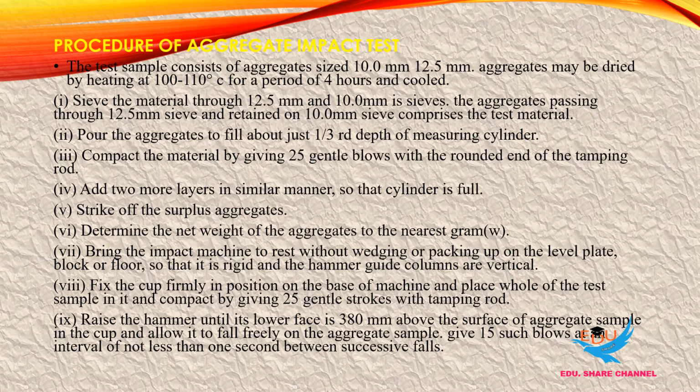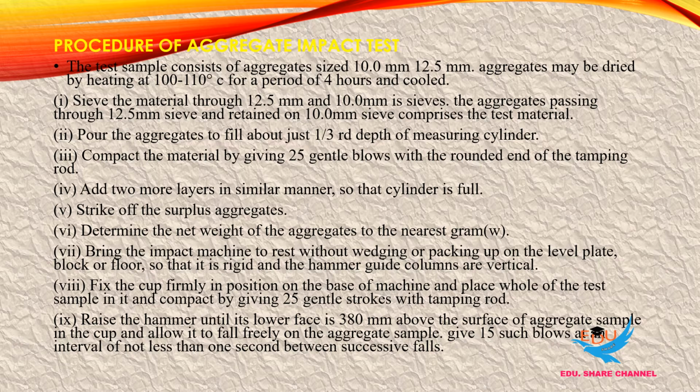2. Pour the aggregates to fill about just one-third of the depth of the measuring cylinder. 3. Compact the material by giving 25 gentle blows with the rounded end of the tamping rod. 4. Add 2 more layers in similar manner, so that the cylinder is full. 5. Strike off the surplus aggregates. 6. Determine the net weight of the aggregates to the nearest gram, W.